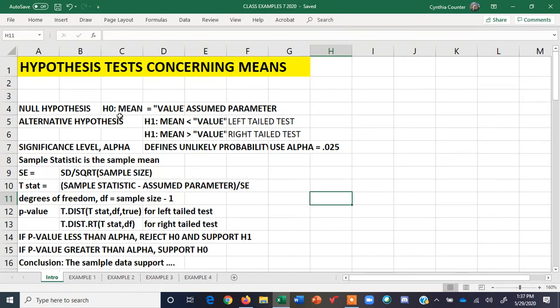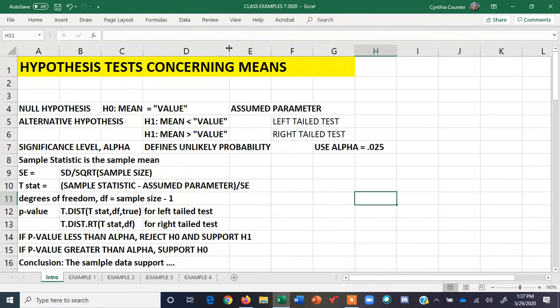The null hypothesis is an assumption about the population parameter. It's basically the value of the assumed parameter. The alternative hypothesis will be like a claim if your claim is worded as an inequality. Typically, we will have that claim in terms of a less than or a greater than. So if the claim is that the population mean is less than some value, we use the less than in H1, and it's a left-tailed test.